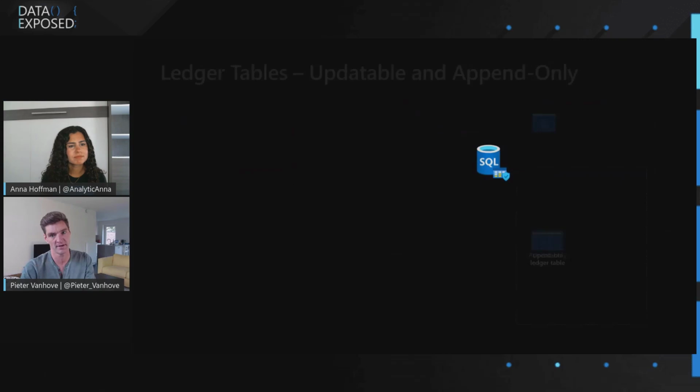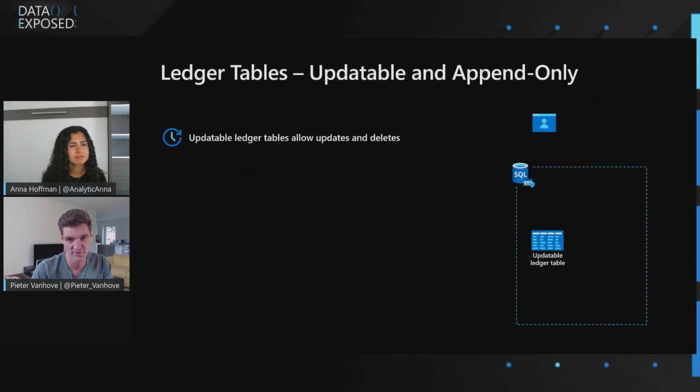Let me quickly jump a little bit more into detail on how it works. So we have ledger tables, and we have two types of tables. We have updatable ledger tables and append-only ledger tables. Typically, of course, updatable ledger tables allow you to do update, insert, and delete statements used by the applications. And we also have append-only, where we block update and delete statements, so we just allow insert statements.